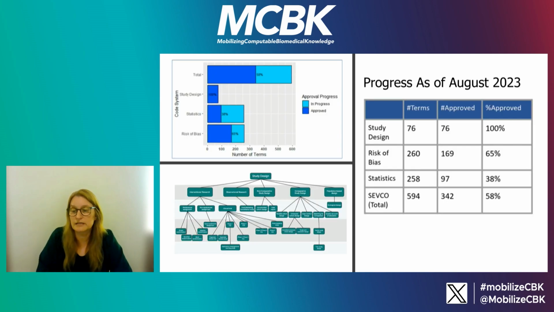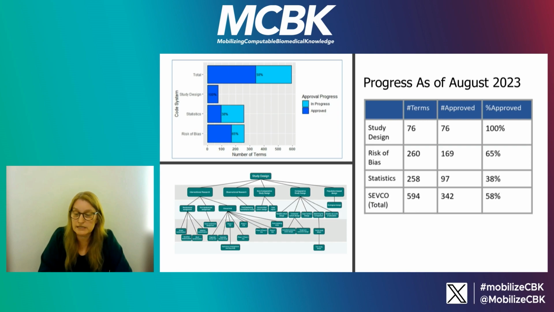So far, the Scientific Evidence Code System has 3 sections: study design, risk of bias, and statistics. As of August 2023, we've completed the study design code system, which consists of 76 terms, and a depiction of part of that study design code system is shown in the lower left panel of your screen. It was done with 42 experts from 18 different countries.